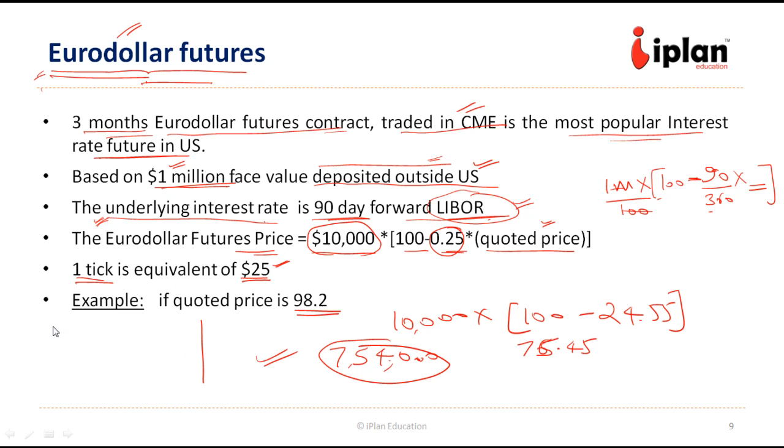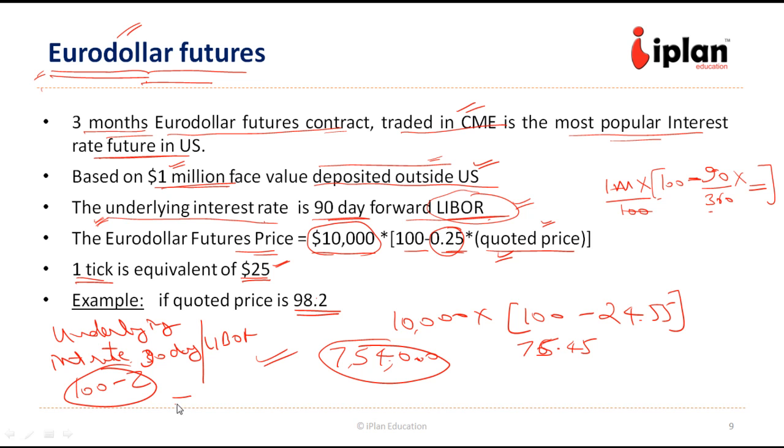So if we have to find out what is the underlying interest rate here, that is 90-day Libor, that is nothing but 100 minus Z, which is the quoted price. So quoted price was 98.2, so Libor is going to be 1.8 in this case. So this is the 90-day Libor. Suppose it is 1.8%, automatically the quoted price becomes 98.2. So that is 100 minus Z. This is Libor, 100 minus Libor will become our quoted price. So that is to be put here. And using the formula, we can calculate the futures price for a euro-dollar.